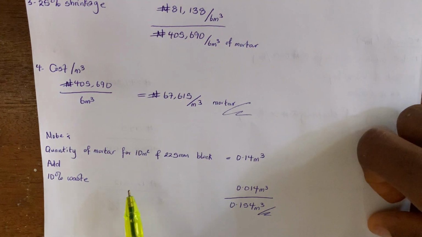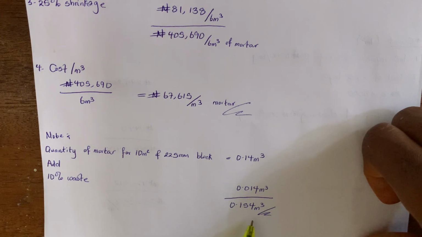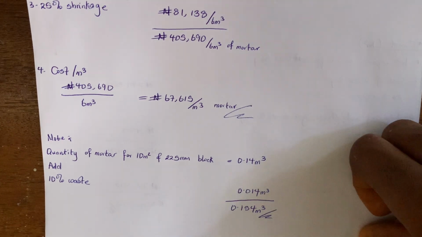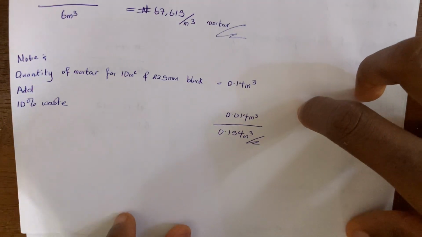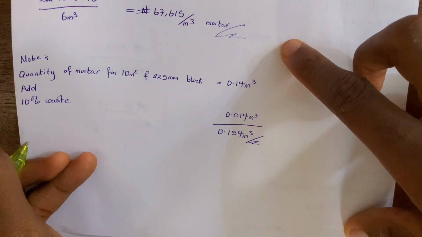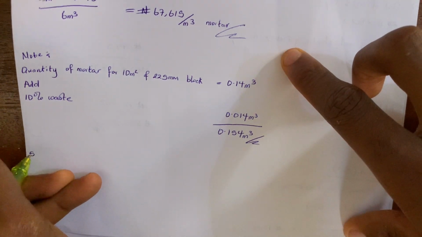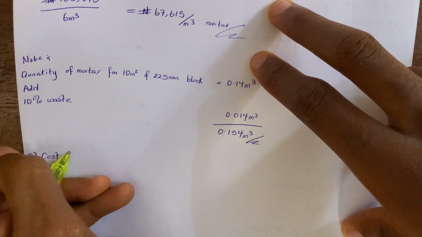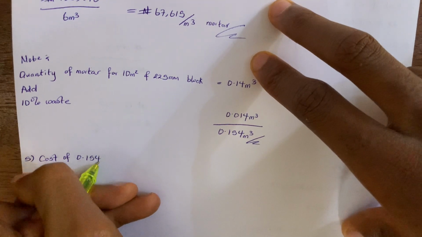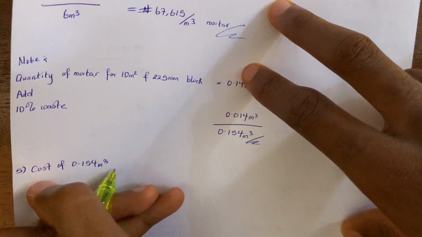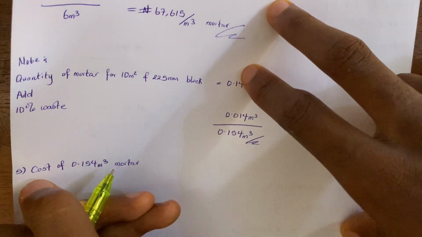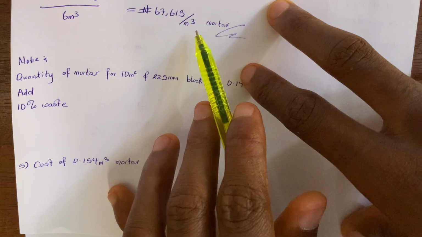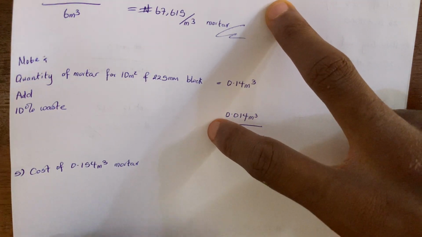So it means that for 10 meters square of 225 block, we are going to be needing 0.154 meter cube of mortar. So since we are going to be needing 0.154 meter cube of mortar, we can now say therefore the cost of 0.154 meter cube of mortar will now become what? If 1 meter cube of mortar is equal to 67,615 naira, then 0.154 meter cube will now become X.